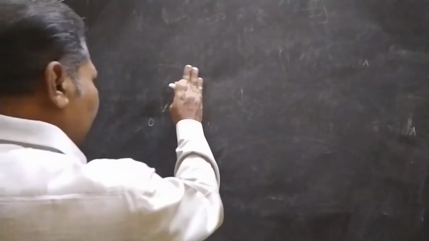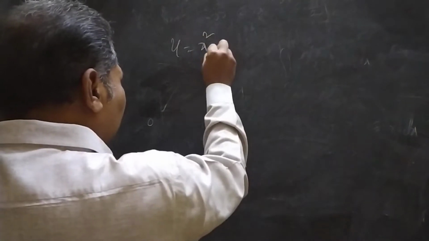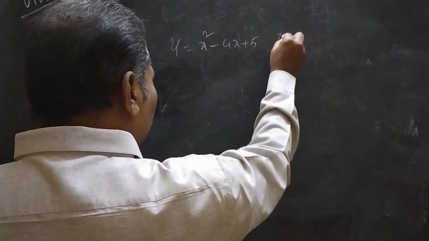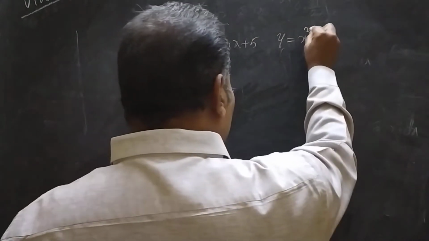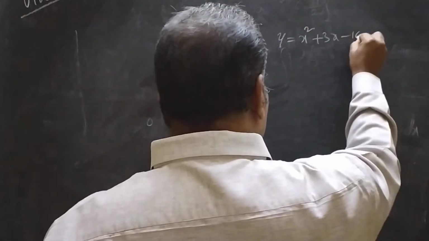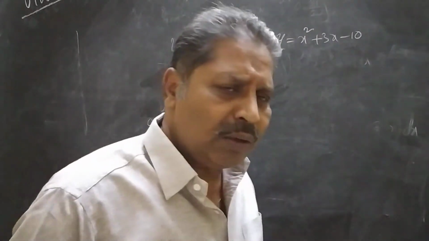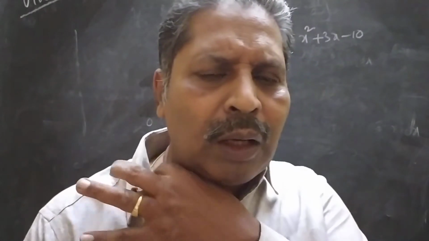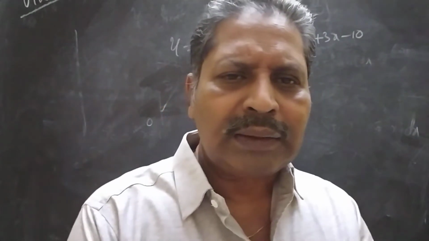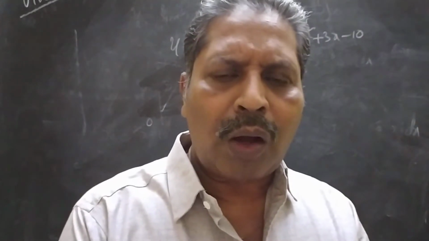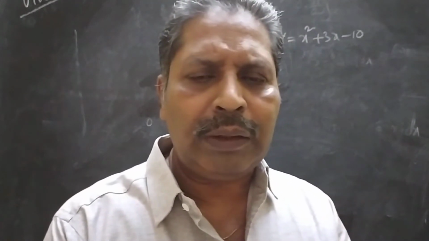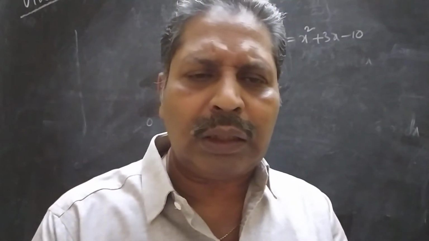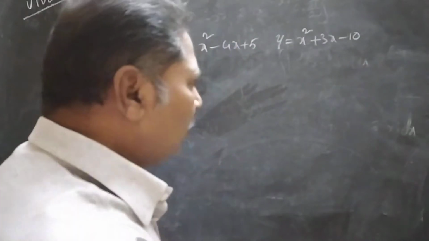Suppose we are given: find the area of the region bounded by y equal to x square minus 4x plus 5 and y equal to x square plus 3x minus 10. Observe this one. The first one is f of x, the second one is g of x. The limits are not given, so first solve the two equations.